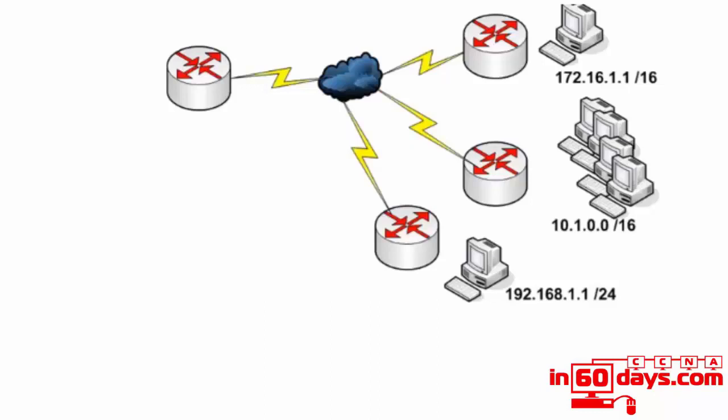So we've got a network here, our router that we control on the far left, and we've got three different networks coming across the wide area network. The 172.16 is just a host on the network. We've got a 10.1 network range of addresses, and then we've got another host, 192.168.1.1. So it's just a little example.